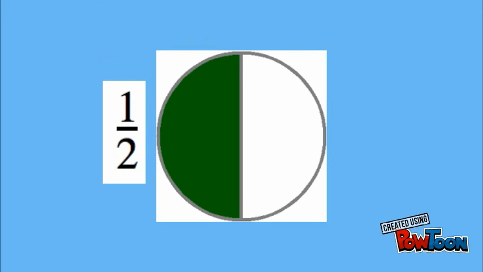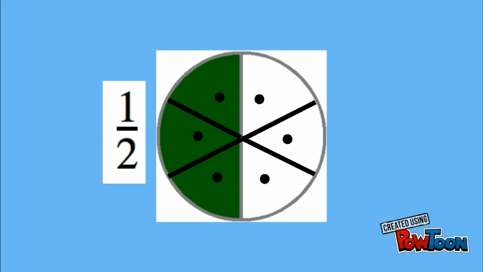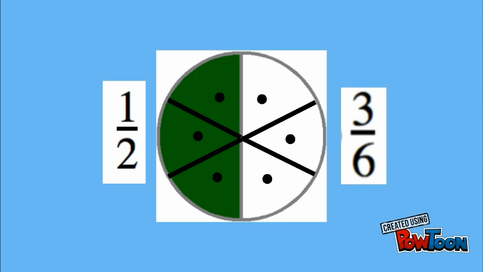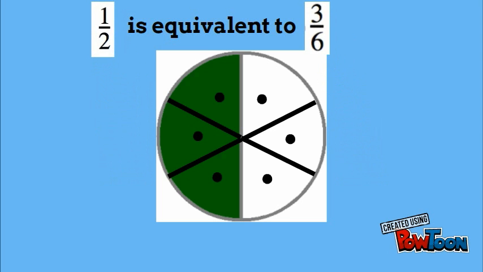Now let's try to find another equivalent fraction for 1/2. So let's split this side up into 3 slices now. We'll do the other side, same thing, split it up into 3 slices. So now we have 1, 2, 3 shaded out of 6 total, so that gives us 3/6. Again, we would say 1/2 is equivalent to 3/6.